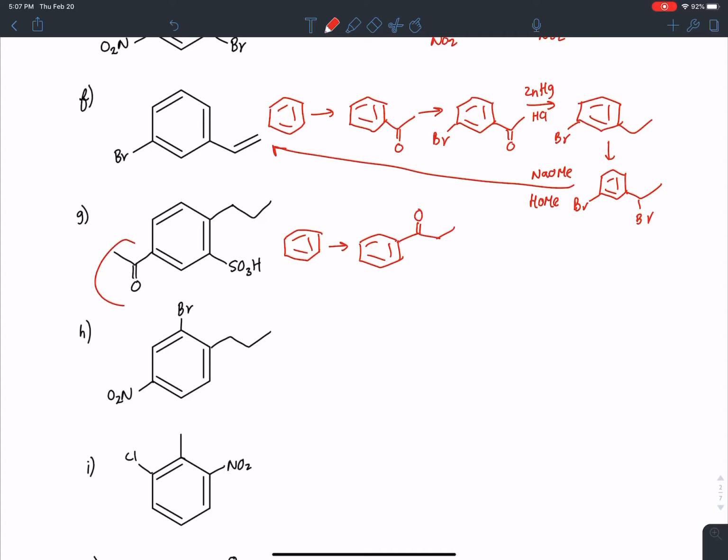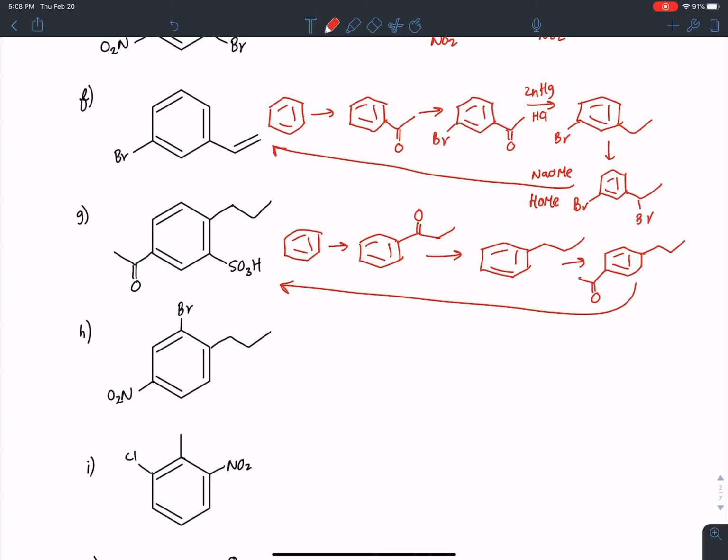But the next thing needs to go here, and right now this is a meta director, so I have to take the double bond O off. So let's take the double bond O off. Then the next thing will go para, which is my alkylation, or acylation. And then the last thing would be to add the SO3H, which would go at this spot, because this is the best activator still. Cool.